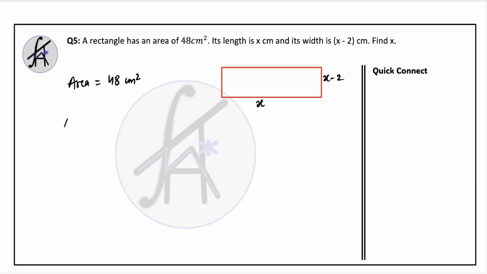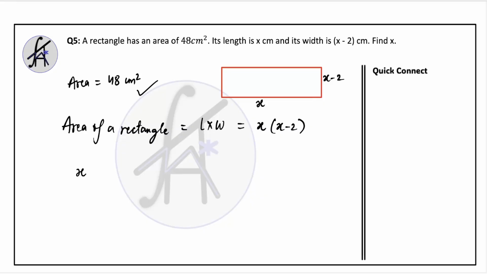What we have is the area of a rectangle. Do you not know the formula of area of a rectangle? It's length times width. The length is in terms of x and width is x minus 2. And area we already know. That means x times (x minus 2) is equal to 48. Let's expand. X squared take away 2x is equal to 48. From here we get our quadratic equation: x squared minus 2x minus 48 equals 0.